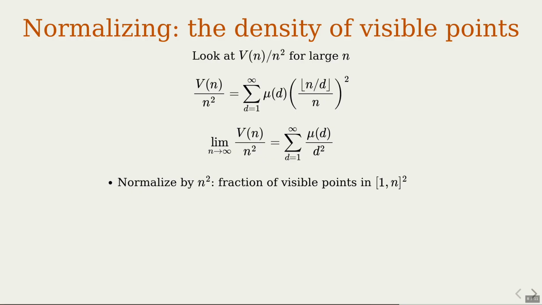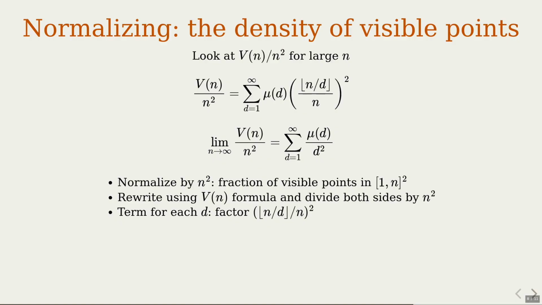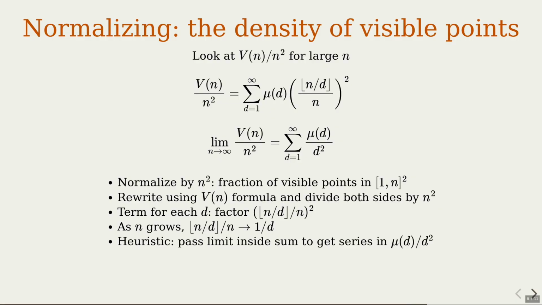Normalized by n squared, we get the fraction of visible points in the square. Under suitable convergence conditions, we can justify moving the limit inside the sum. Then the density becomes an infinite series whose terms are mu of d divided by d squared. So the geometric question, what fraction of points are visible, has been turned into the problem of evaluating a series with coefficients mu of d over d squared. Rewrite using the v of n formula and divide both sides by n squared. For each d, the term is the floor of n divided by d, divided by n, all squared.